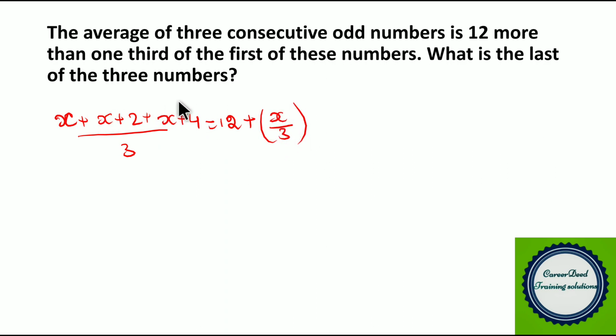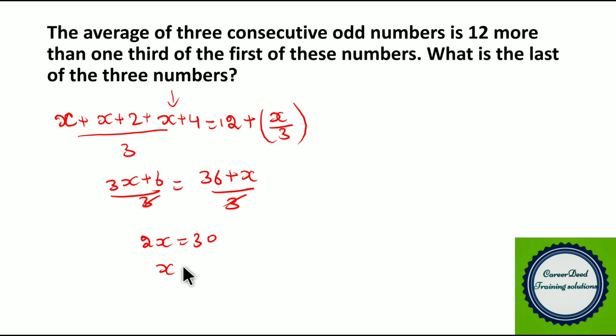Now you have to find the last number, that is x plus 4, right? The largest of these three numbers. Now it is 3x plus 6 over 3 equivalent to 36 plus x divided by 3. So 3 gets cancelled. Now 2x equal to 30. So you can write x equal to 15. So x equal to 15 is nothing but the first number. Now you have to find the last of these three numbers. So the last of the three numbers is x plus 4. So 15 plus 4, you get 19. So the answer for this question is 19.